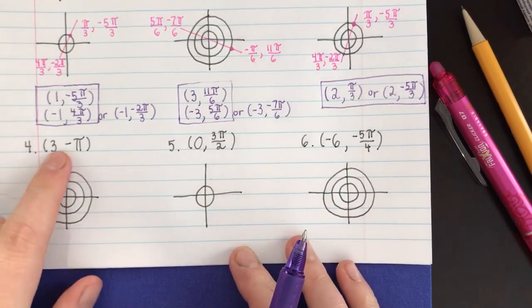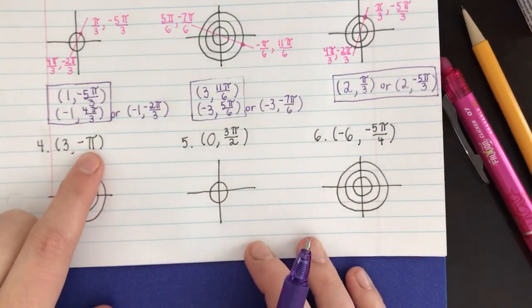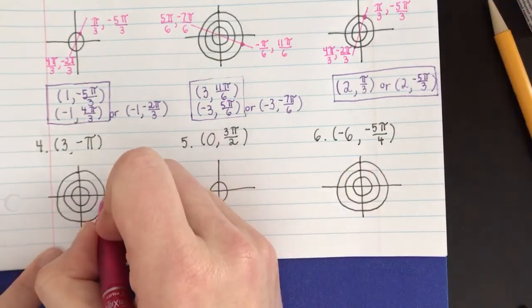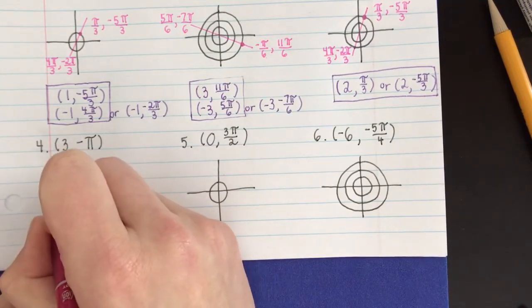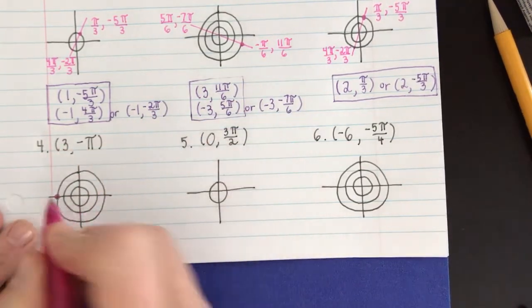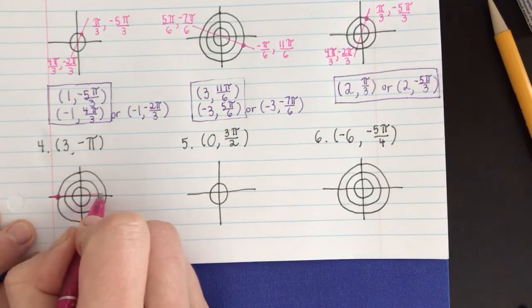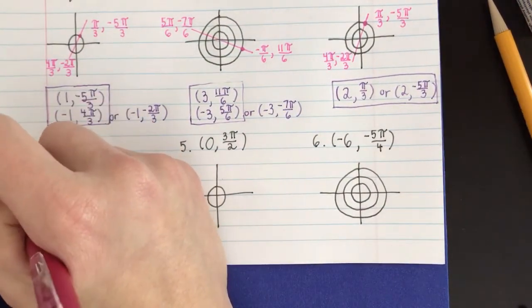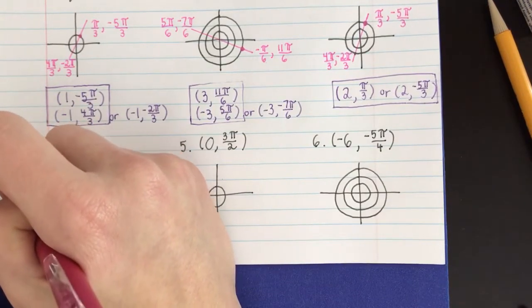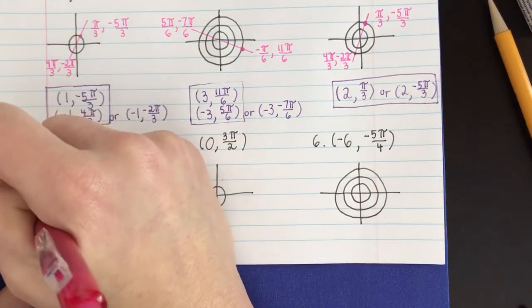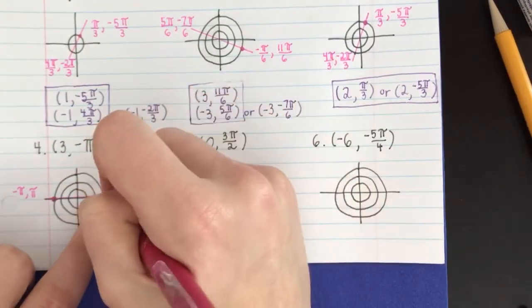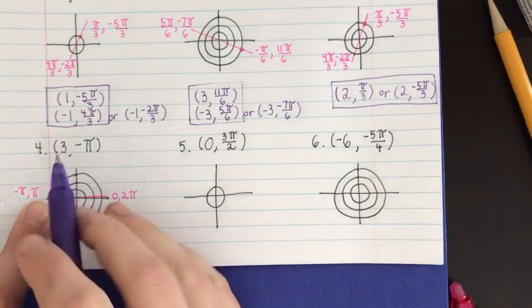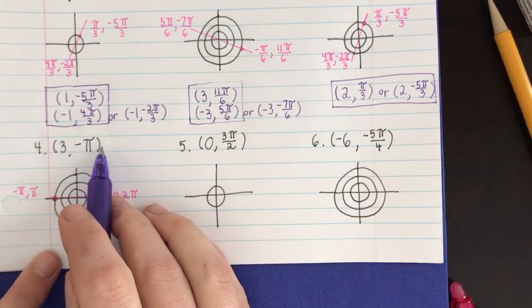So number 4 is 3 comma negative pi. Okay, so the distance is 3 and we're going negative pi. So negative pi would be here, our distance 3. If we draw our line through the pole, of course it would back us up right here. Okay, so these angles here are negative pi as well as positive pi. These angles here are 0 and 2 pi. So this coordinate was 3, negative pi.